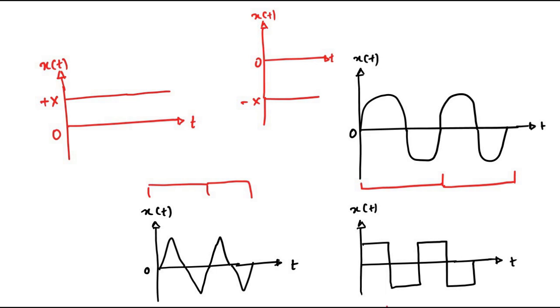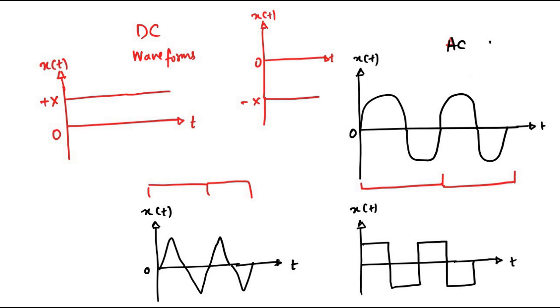So the red signal here, the red waveform, they represent DC. Okay, DC waveforms, DC signal waveforms. And the black signal waveforms here, this one is sinusoidal, this is triangular waveform, this is square waveform. So these are AC signal waveforms.